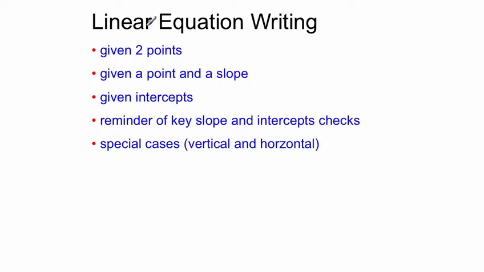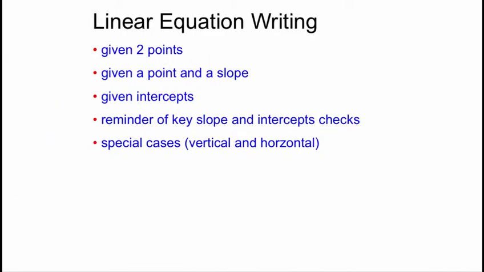The topics we'll be covering in this video will be how to write the equation for a line if we are given 2 points, or if we are given a point and a slope, or perhaps if we're given the intercepts. I'll make a few reminders about how we can use the slope and the intercepts to check to make sure that we've done a nice job writing our equation for our line, and also we'll have a small chat about special cases as we go along. So without further ado, let's get started here.